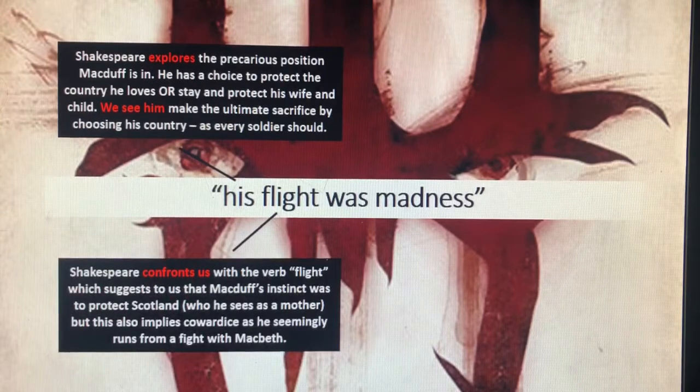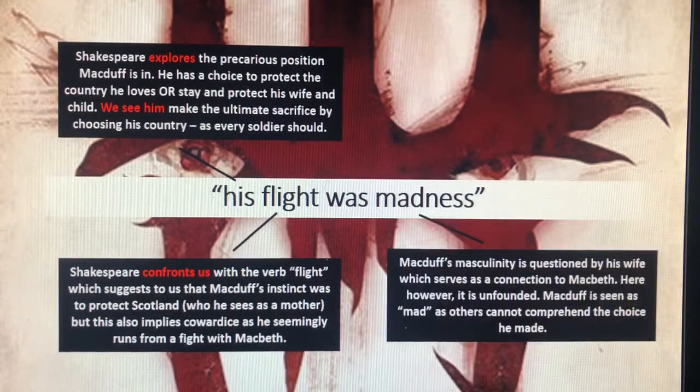Shakespeare confronts us with the verb "flight," which suggests to us that Macduff's instinct was to protect Scotland, who he sees as a mother. But he also implies cowardice as he seemingly runs from a fight with Macbeth. Macduff's masculinity is questioned by his wife, which serves as a connection to Macbeth. Here, however, it is unfounded. Macduff is seen as mad, as others do not comprehend the choice he made.